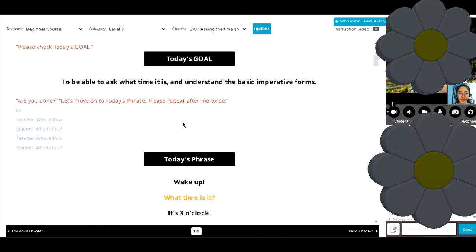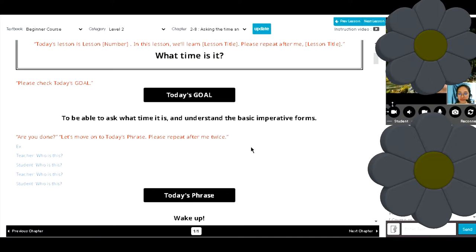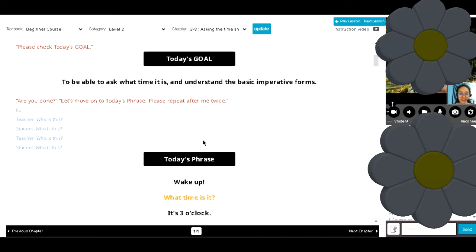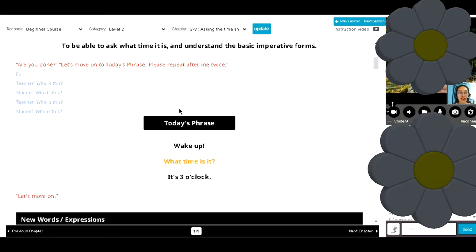To be able to ask what time it is and understand the basic imperative forms. Okay, that is imperative. Imperative. Thank you. Let's move on to today's phrase. Can you please repeat after me twice?